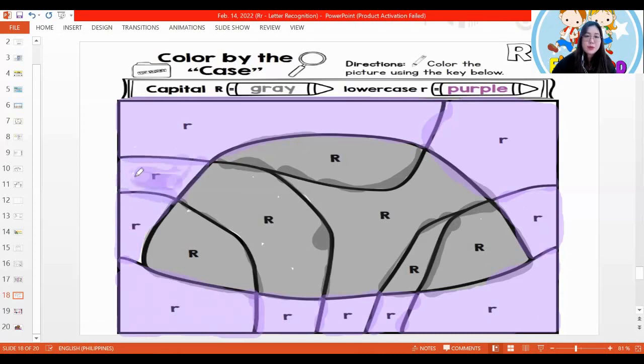Okie dokie. And what is our hidden picture? It's a rock. Very good. And rock starts with what letter? The letter R. So let's review.